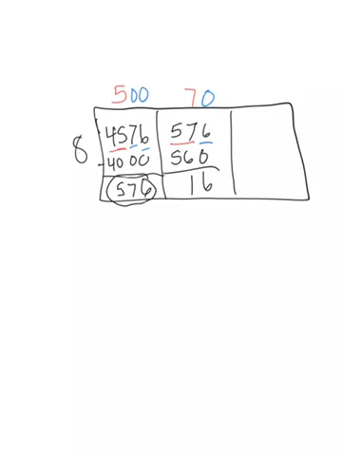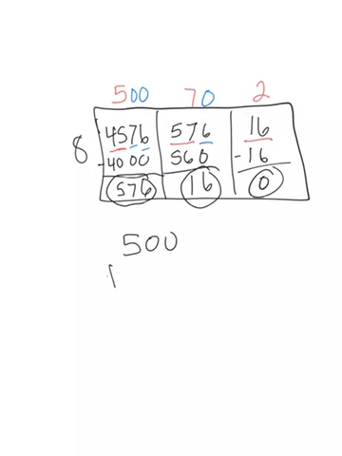So we're good. Now I take that 16, moving it up here. Ask myself, how many times does 8 go into 16? 8 goes into 16 2 times. 2 times 8 is 16. Subtract. I have 0 left over. We're good. Now we have to do 500 plus 70 plus 2. 2, 7, 5.